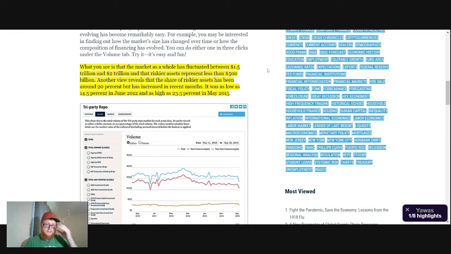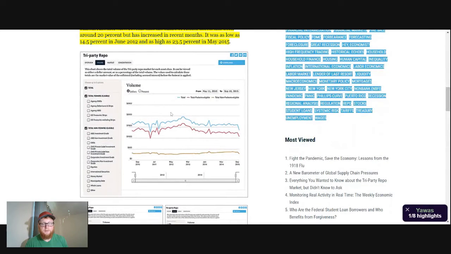What you see is that the market as a whole has fluctuated between 1.5 and 2 trillion, and the riskier assets represent less than 500 billion. This is talking about the tri-party repo market in general, in terms of magnitude. Another view reveals that the share of riskier assets has been around 20% but has increased in recent months. It was as low as 14.5% in June of 2012 and as high as 23.5% in May of 2015. These are stats you can find when you play around with the interactive tool itself.